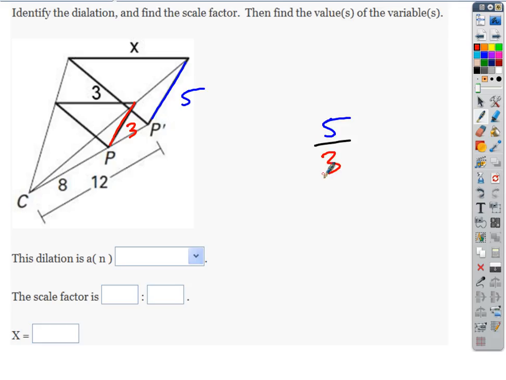Okay? And you can always check yourself. Is that bigger than 1? Yes, it is. So does that correspond to an enlargement? Yes, it does. Okay? Now, we don't have that information, though. We don't have any of the lengths of the corresponding sides. So how can we come up with the scale factor here?